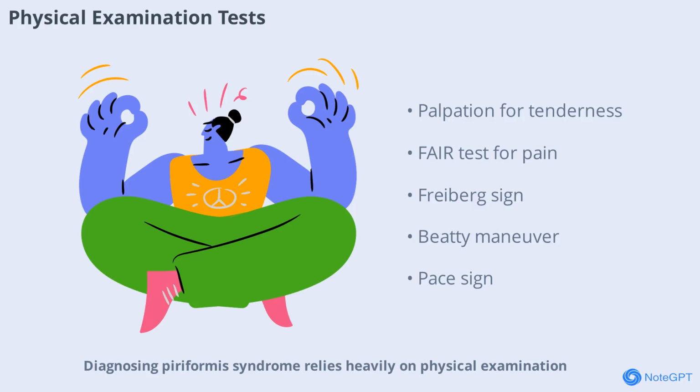Diagnosing piriformis syndrome relies heavily on physical examination. Several tests can help clinicians identify PS, including palpation of the piriformis muscle, the FAIR test (flexion, adduction, internal rotation), the Freiberg sign, the Beatty maneuver, the active piriformis test, and the PACE sign. Each test is designed to reproduce the patient's pain by stressing the piriformis muscle and sciatic nerve. A positive result often means the patient experiences buttock or sciatic pain during the maneuver. However, none of these tests are definitive and results can vary.